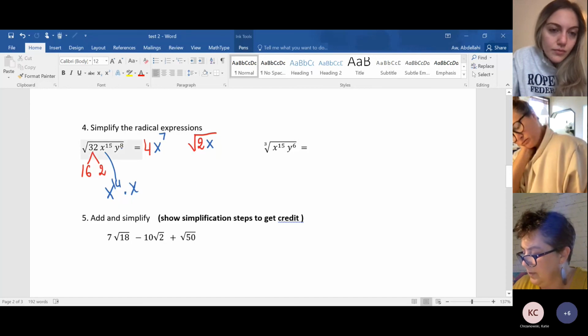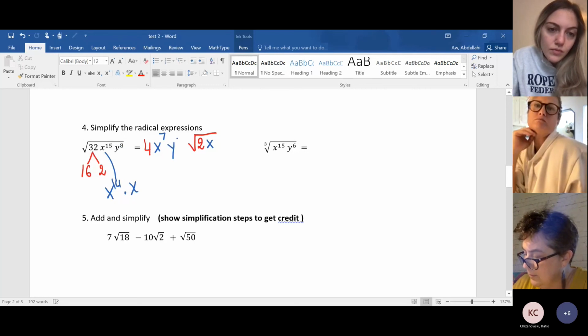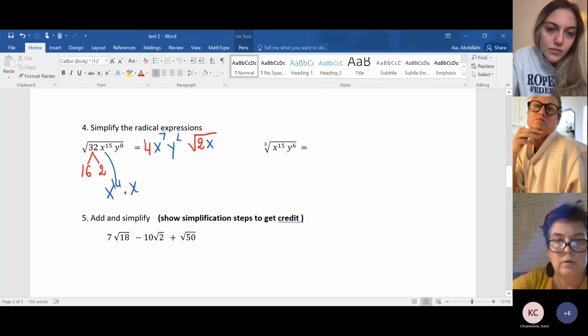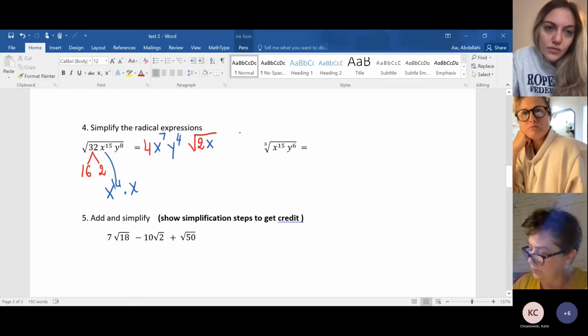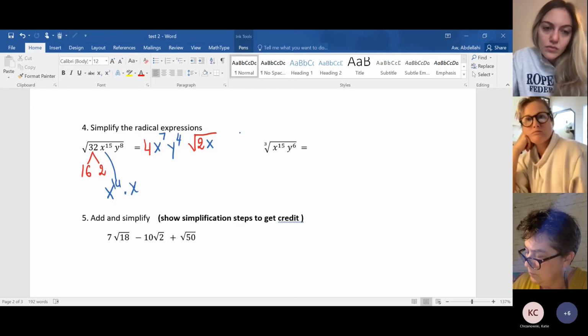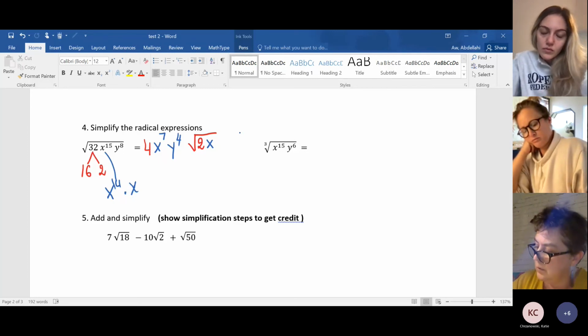The y to the 8, the 8 is even. So the whole y to the 8 can be out, right? But it becomes y to the what power? 4th, right? Square root divides your even exponents by 2.